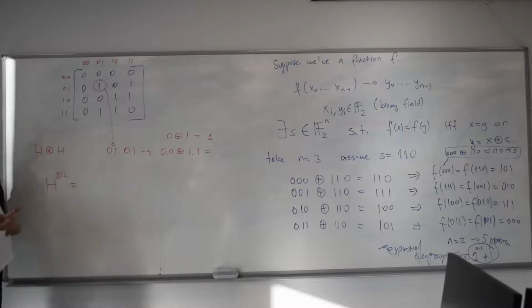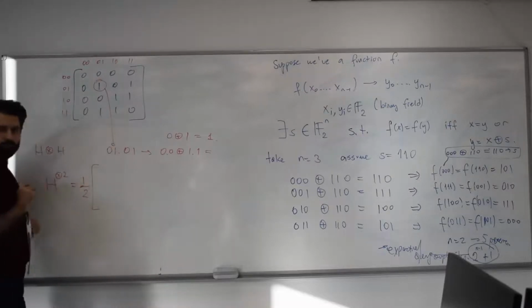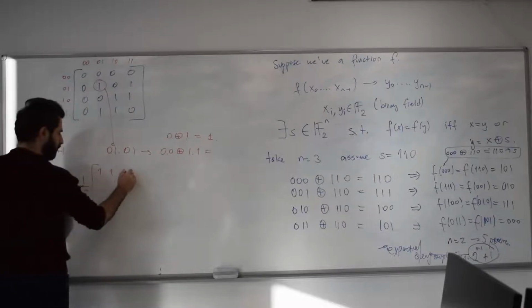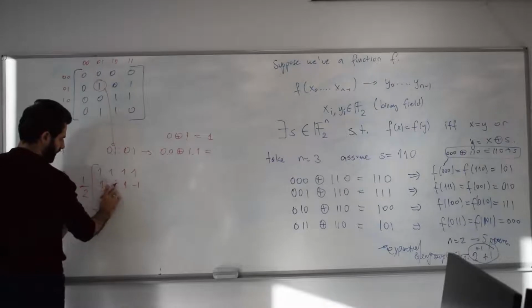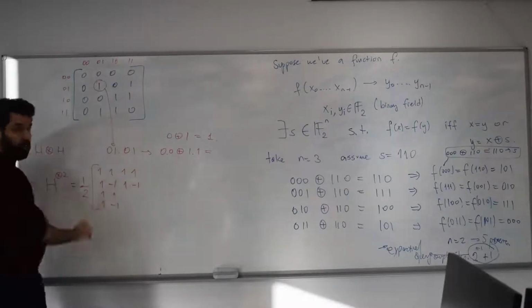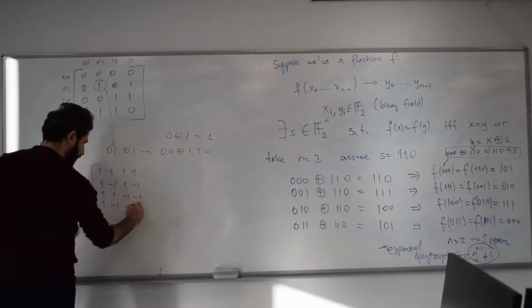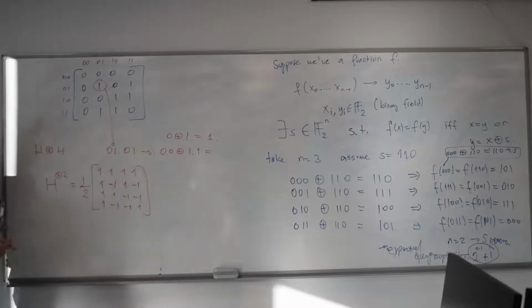Do you remember that? You probably remember that. This is 1/2 times the matrix with rows 1, 1, 1, 1, then 1, minus 1, 1, minus 1, because these are all Hadamard and this is minus Hadamard. So the last rows are 1, 1, minus 1, minus 1, and 1, minus 1, minus 1, 1. That's my Hadamard squared, built from the original Hadamard.